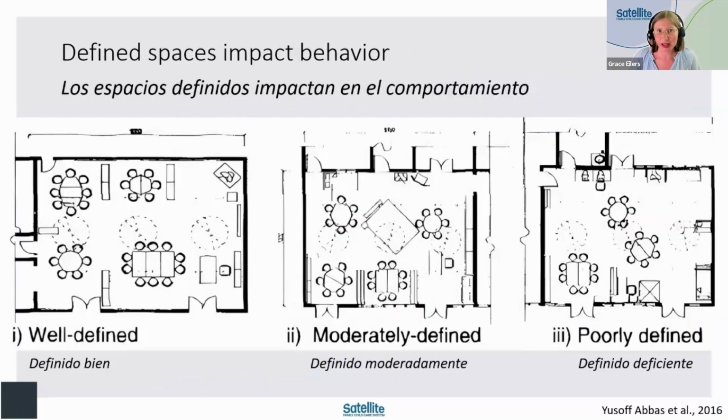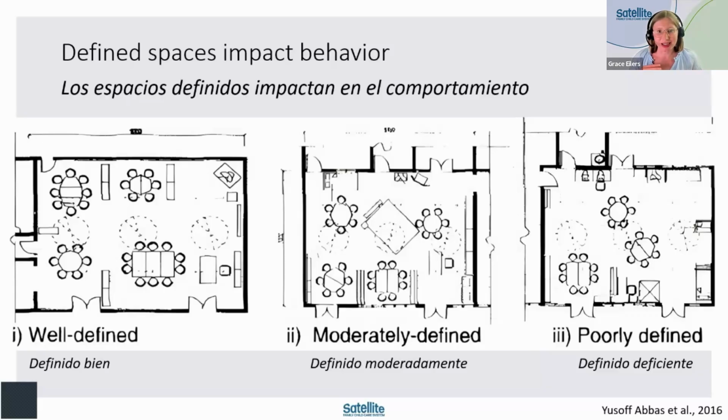So again, this study that we're going over was done in 2016, but it is building upon years and years of research that has been done with similar research objectives and outcomes. And the researchers, with the help of architects, categorized classrooms into well-defined, moderately defined, and poorly defined environments, looking at the furniture arrangement and setup.